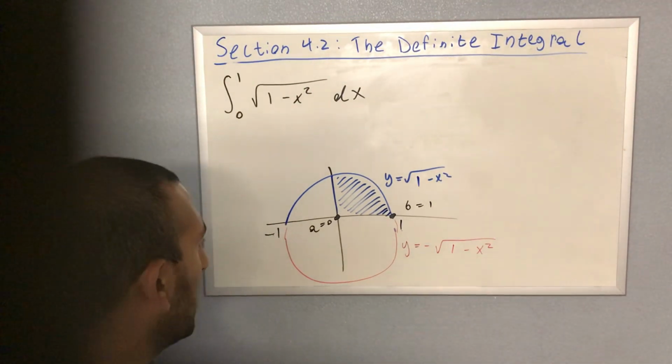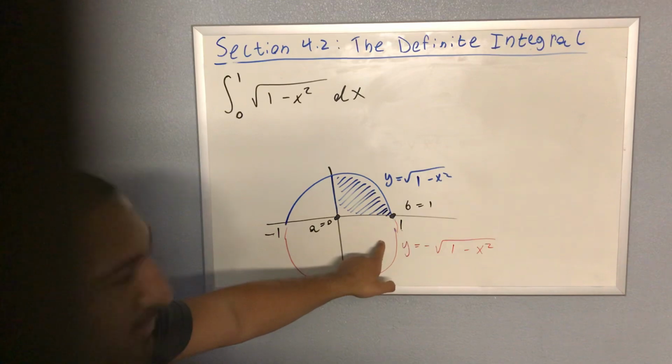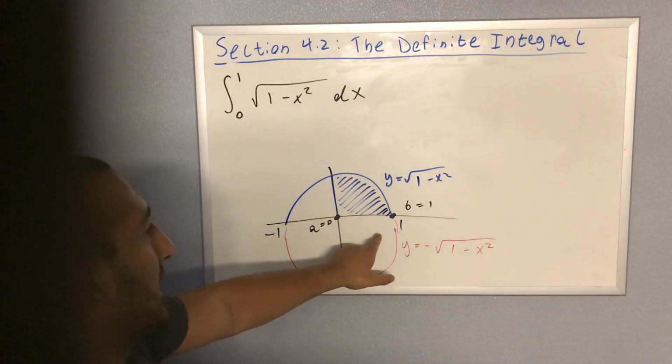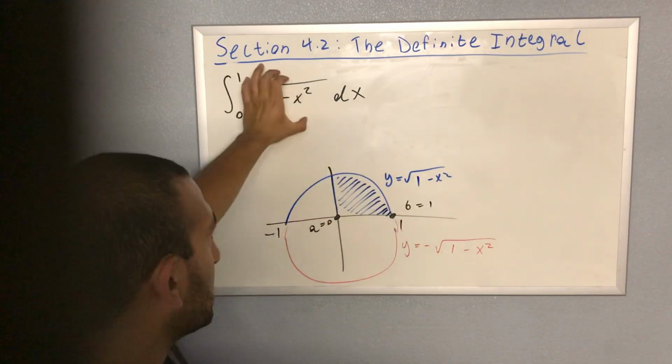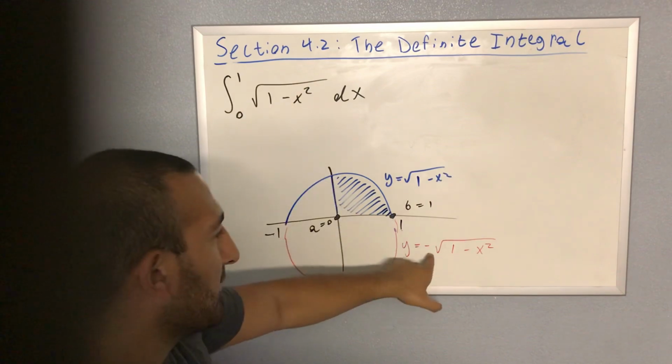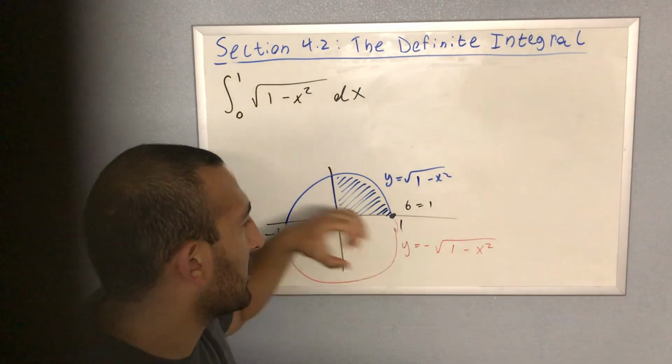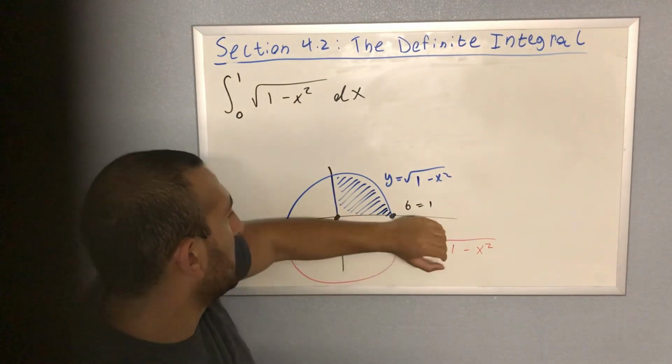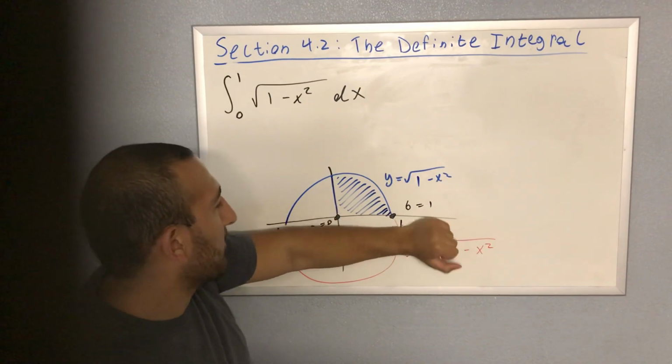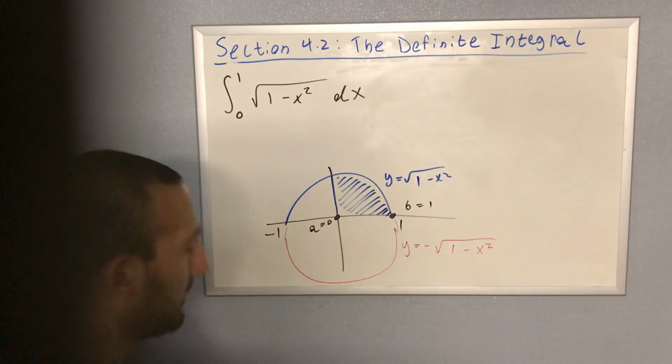Now you may ask, well, why aren't you taking this half either? Well, they're not the same function, right? The square root of 1 minus x squared is just the top branch. Negative square root of 1 minus x squared is the bottom branch. So we're just literally only looking at this case. And from 0 to 1, that's just this guy right here.